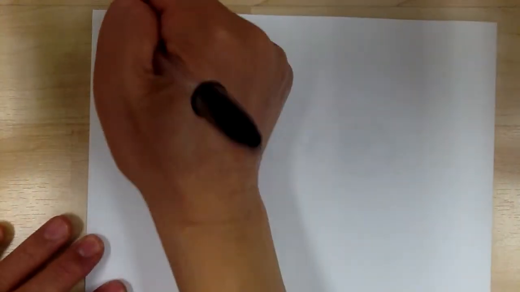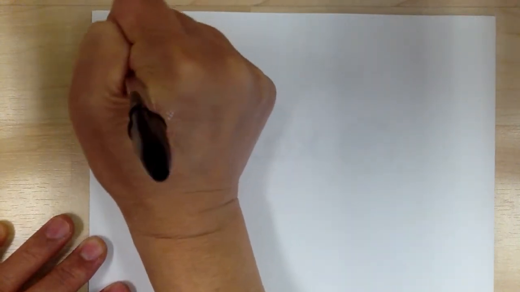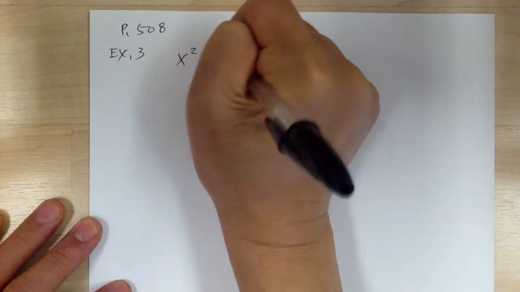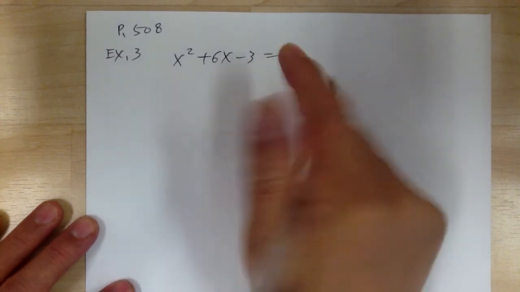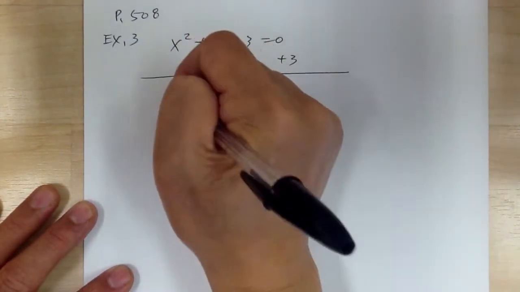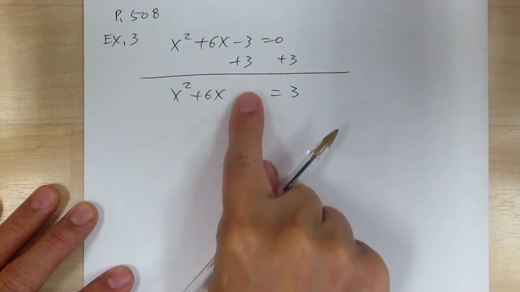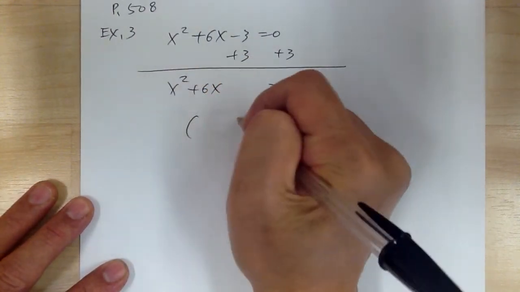Okay, let's go to example 3. You have x squared plus 6x minus 3 equal to 0. So first, let's get rid of this number. So make sure you have a blank space over here for the missing number. Okay, and get your template ready.